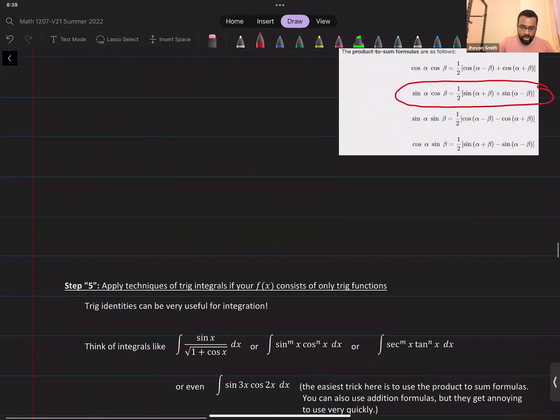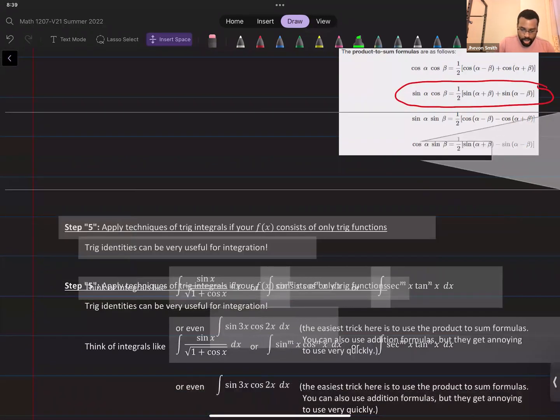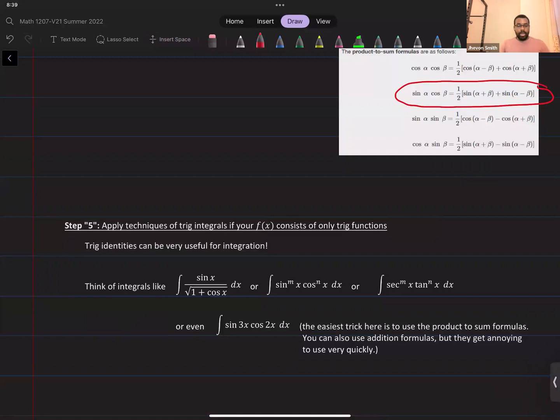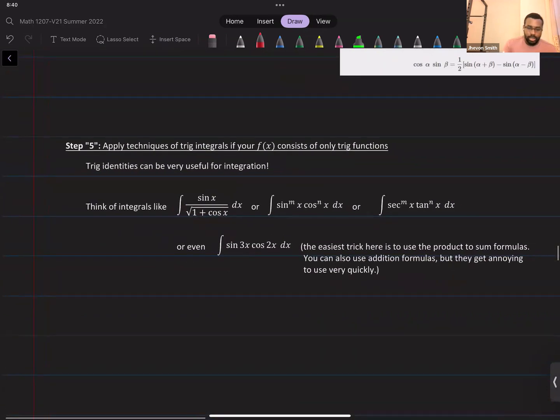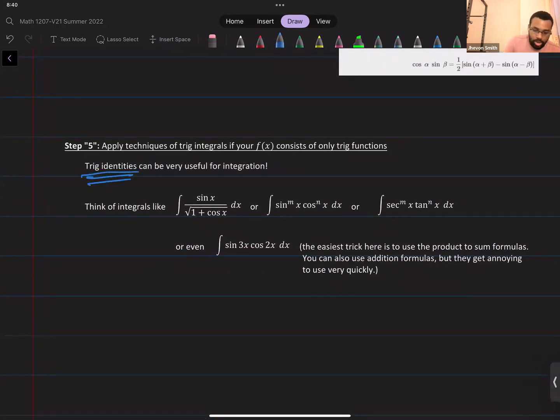So we learned a fifth thing, and this was just trig integrals, essentially. This is just when you have trig functions, right? So integrals like sine over the radical of 1 plus cosine, or sine to some power times cosine to some power, or secant to some power times tangent to some power, or even this other one. The main idea here is, if you notice that applying some trig identities could be useful, or isolating something so a substitution could take effect that makes a trig identity useful, is the idea here.